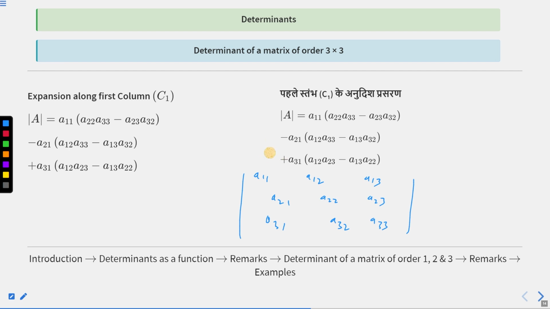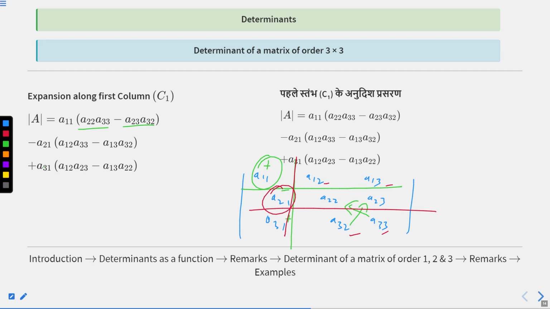So choosing the first column, the signs remain the same according to the positions. So plus, even, odd, even. Okay, plus, minus, plus. Now what is going to happen? Choosing this means you are going to remove these entries, and you are only left with these. So multiply these and put minus, as you can see. Now if you choose this with minus A21, you have to remove this row and this column. You are only left with these entries, A12, A31, and A32, A13. Simple.